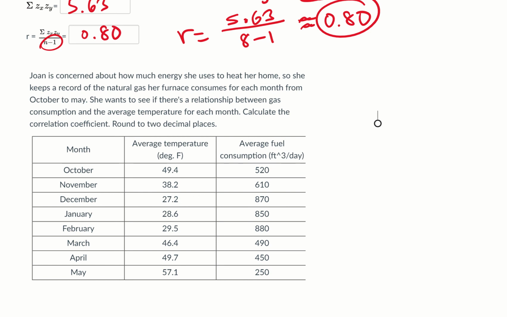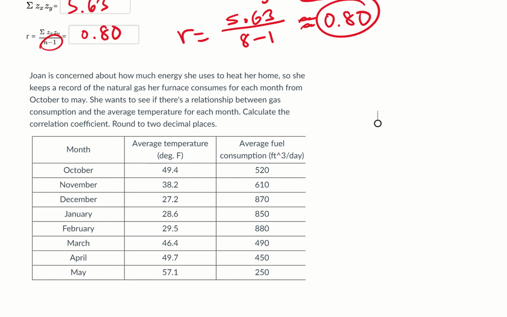All right, so for this one, Joan is concerned about how much energy she uses to heat her home, so she keeps a record of the natural gas her furnace consumes for each month from October to May. She wants to see if there's a relationship between gas consumption and the average temperature for each month. The correlation coefficient, round to 2 decimal places.